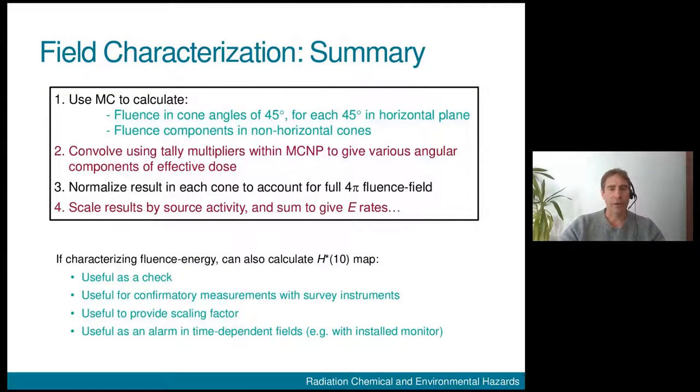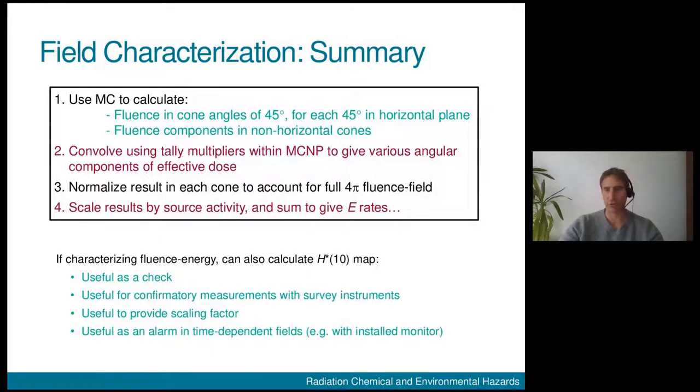Okay, so I'll summarize our recipe. We're going to use Monte Carlo to calculate the fluence using different cones in different angles in the horizontal plane and in the non-horizontal plane. We're going to convolve those with conversion coefficients to give the various angular components of effective dose. We normalize to give the full 4 pi fluence field, and then we scale those results by the source activity and sum to give the effective dose rates.